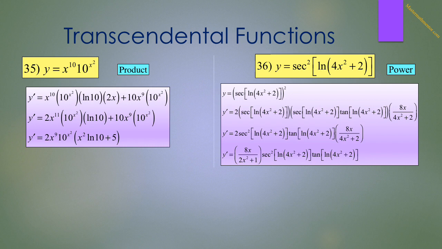Since we have the secant of the natural log of 4x squared plus 2 written twice, we can write this as 2 secant squared of natural log of 4x squared plus 2 times the tangent of the natural log of 4x squared plus 2 times 8x over 4x squared plus 2. And putting it all together, we end up with 8x over 2x squared plus 1, secant squared of the natural log of 4x squared plus 2, tangent of the natural log of 4x squared plus 2.